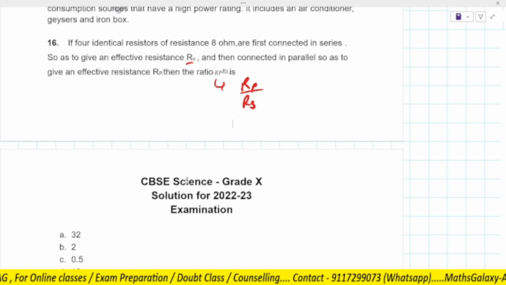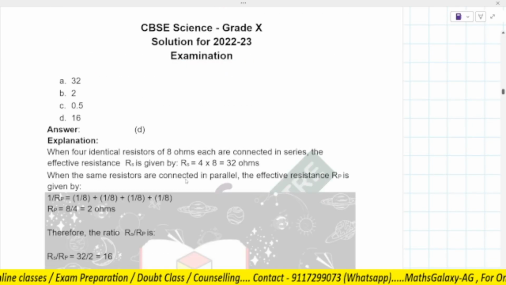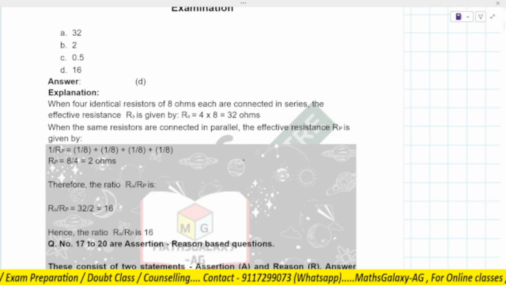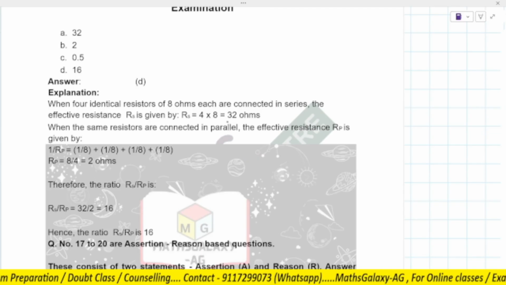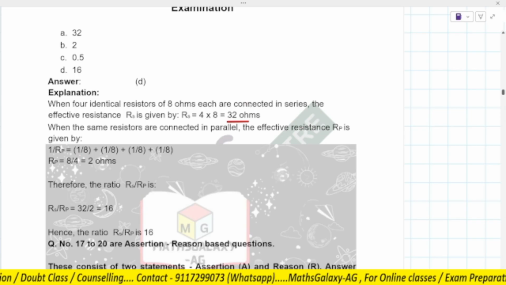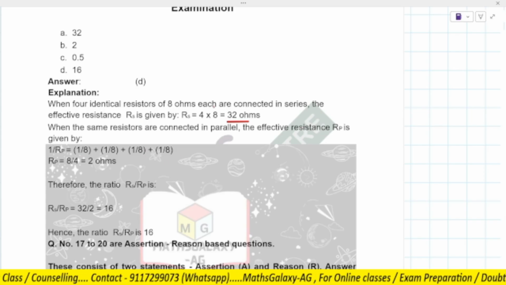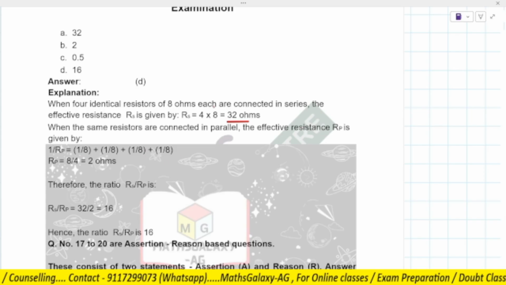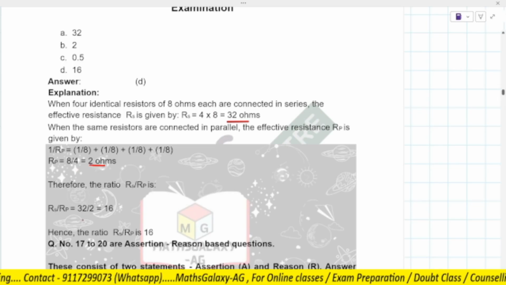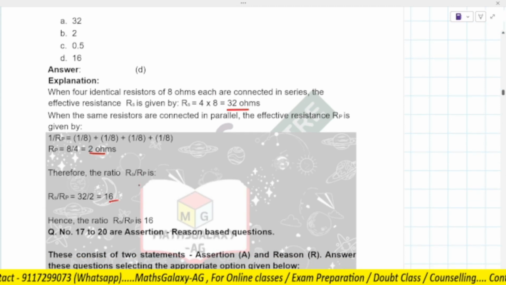Or any doubt? So let's see its explanation once. As here it is given, in series we have to add it. So 8, 8, 8, 4 times, it will be 32. And in parallel, 4 times we have to add 1 by 8. So after that, it will be 32 by 2. It is 2. So it will be 16. Is it clear?